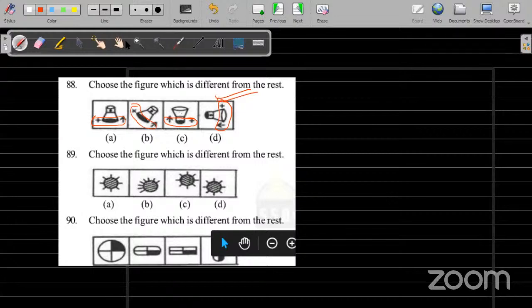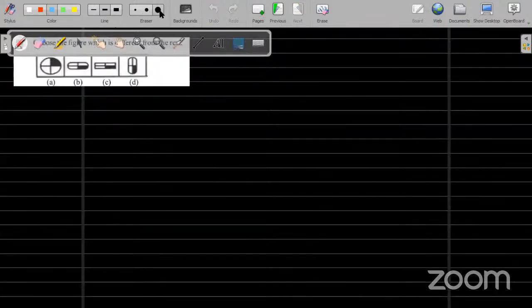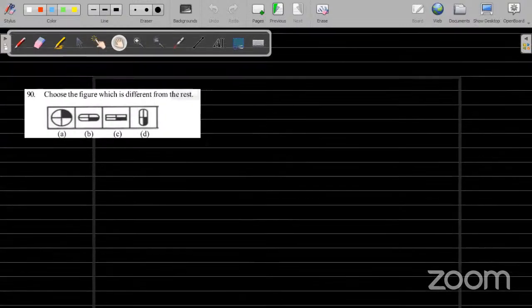89 is a very simple question. What we need to do is, if a particular question is tough, leave it and think of doing the remaining easy questions. 89 is a simple question. Choose the figure which is different from the rest. Obviously, each person will get the answer option B. Next question is on the next page.